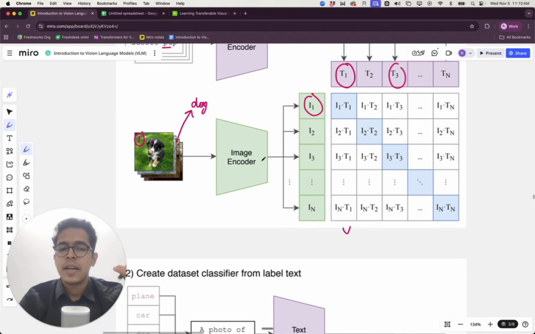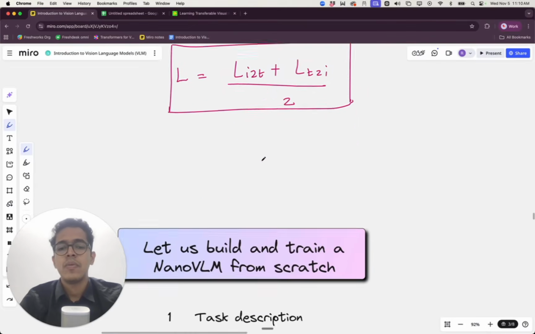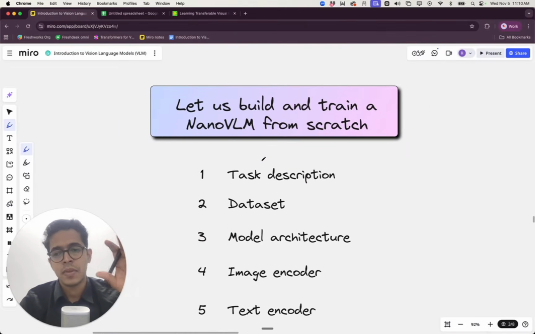So with that, let's wind up today's lecture. In the next lecture, we will see how to construct a nano vision language model completely from scratch. So we will build it from scratch. We will train it with our own data set, and the loss that we will use in this model will be a CLIP-like contrastive loss.